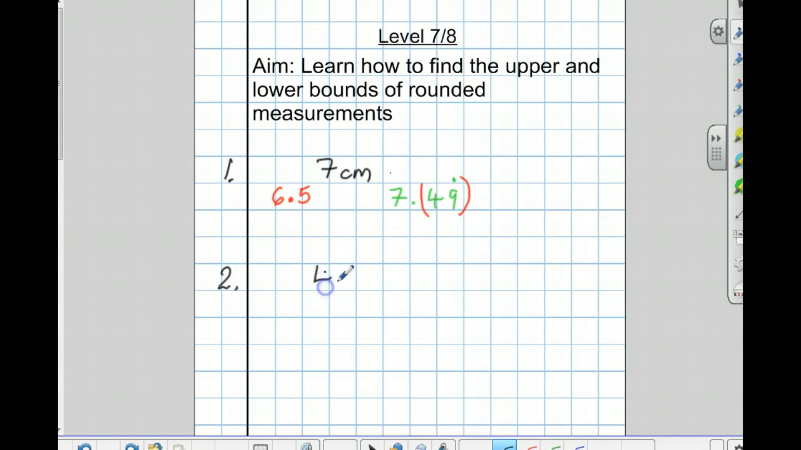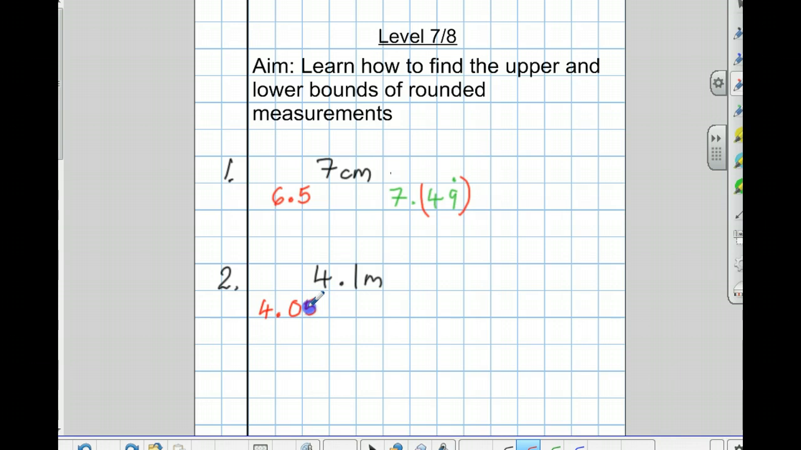Let's look at an example where somebody's rounded a measurement to 1 decimal place. Here we go, 4.1 meters. So they've carried out a measurement and then they've decided to round their answer to 4.1. What's the smallest measurement it could be? Another young man in the audience. 4.05 meters.